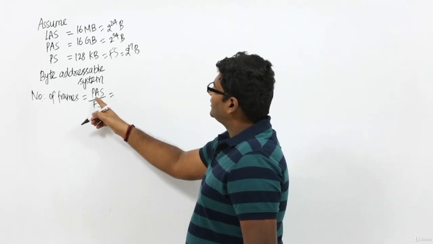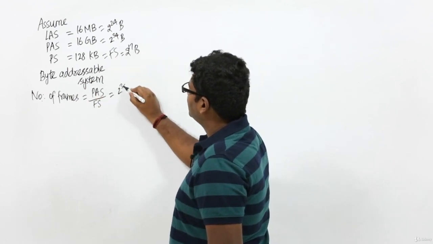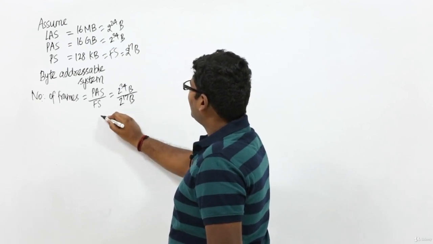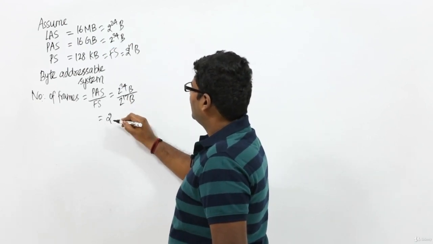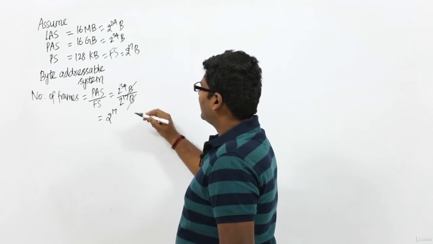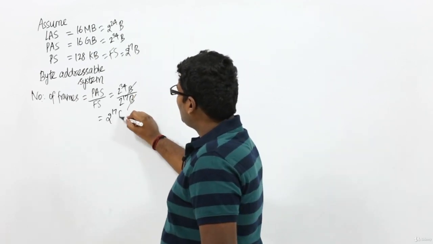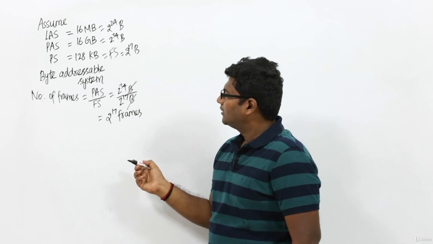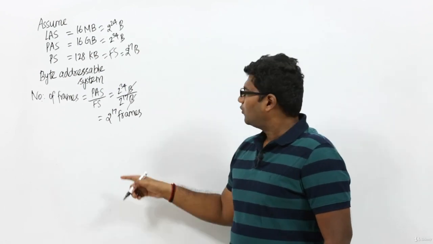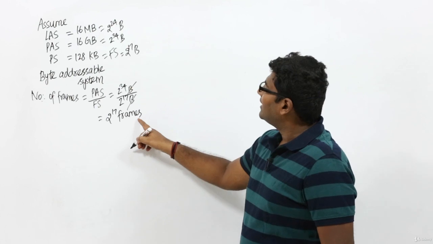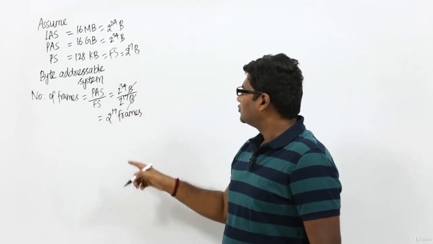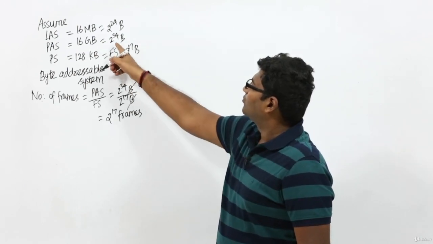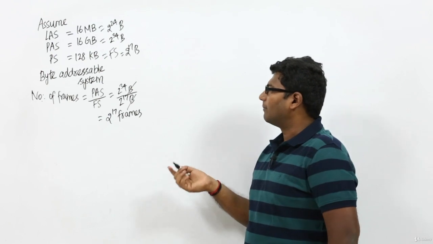Now let's see this. Physical address space is 2 power 34 bytes and frame size is 2 power 17 bytes. So 2 power 34 divided by 2 power 17 is 2 power 17. Bytes and bytes get cancelled, so 2 power 17 frames will be present inside our RAM. You can check it: 2 power 17 frames with each frame having 2 power 17 bytes, so 2 power 17 into 2 power 17 is 2 power 34 bytes, which is the total size of the RAM.